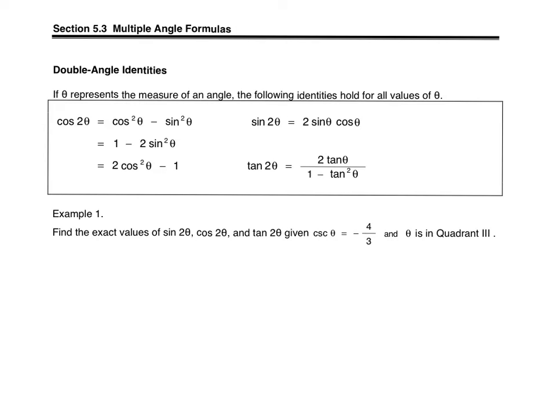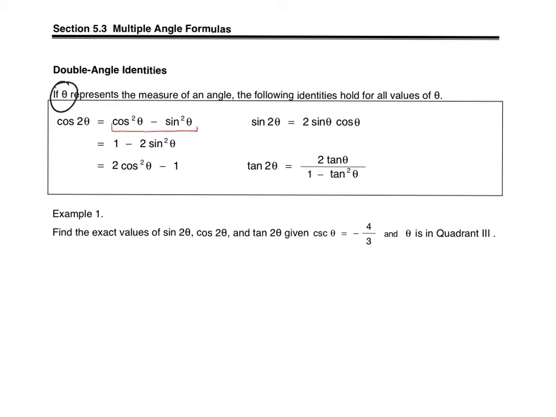In section 5.3, we're going to be learning the double angle and half angle identities. So in these identities, if theta is some angle, then when we take the cosine, sine, or tangent of twice that angle, so double the original angle, we have some identities to find that new value of cosine, sine, or tangent.